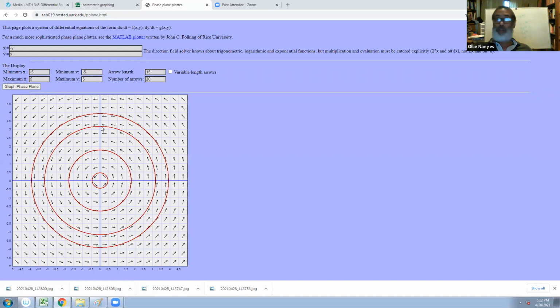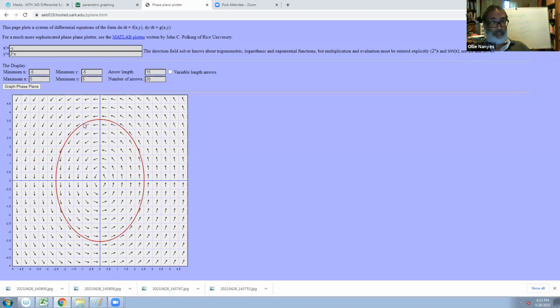Now, not every center is a perfect circle. You could change it just a little bit. Let's say you had 2 times x. And here you get ellipses. So not all centers are perfect circles, but they are closed. And they can be slanted, right? So just showing you the sorts of things that can happen here.